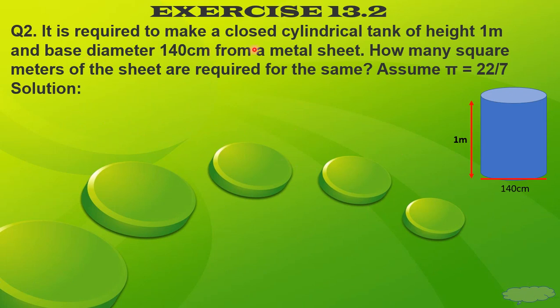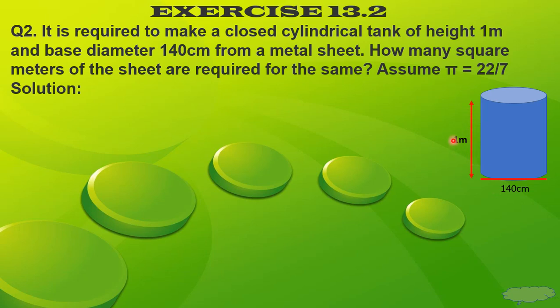It is required to make a closed cylindrical tank of height 1 meter and base diameter 140 centimeter from a metal sheet. How many square meters of the sheet are required for the same, assuming that pi is 22 by 7? So let us consider this is the cylindrical tank. Its base diameter is 140 centimeter and its height is 1 meter.